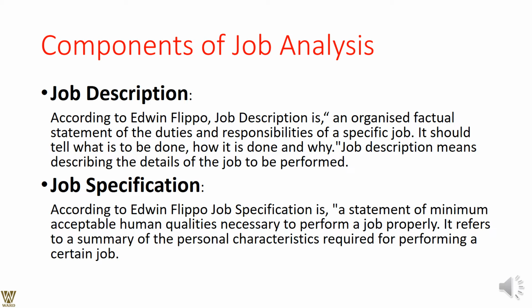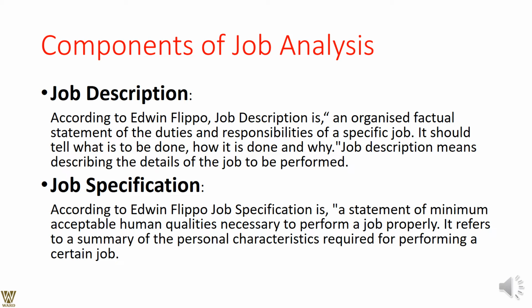So now we come to what exactly job specification is. What are the various components of job specification? Please understand, job description talks about the job. Job specification talks of the person who occupies the job, who mans the job. A statement of minimum acceptable human qualities necessary to perform a job properly. It refers to the summary of the personal characteristics.